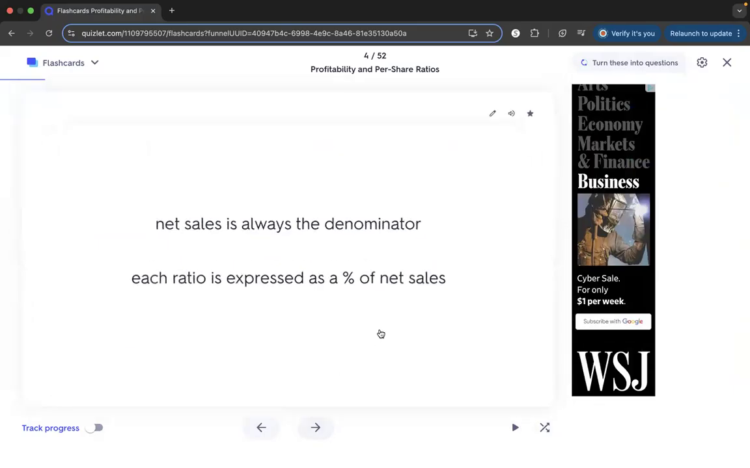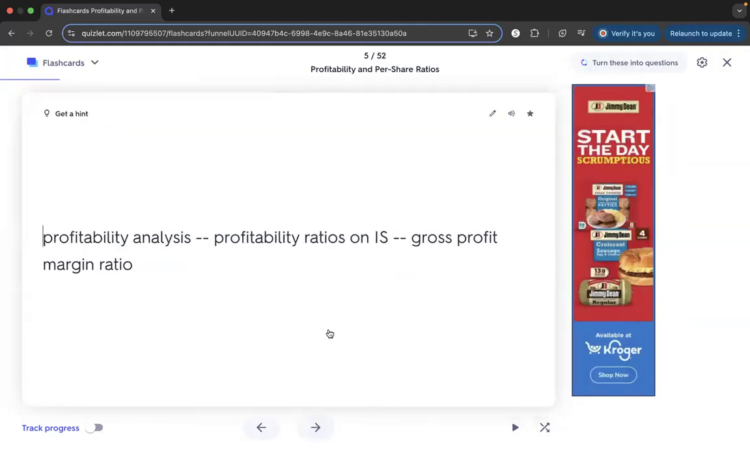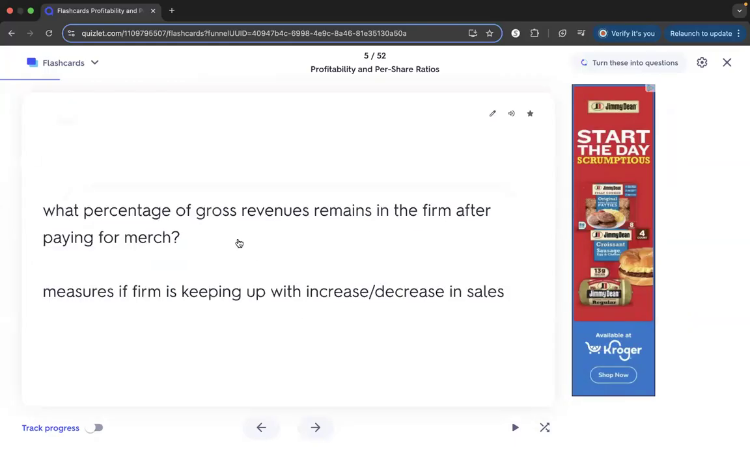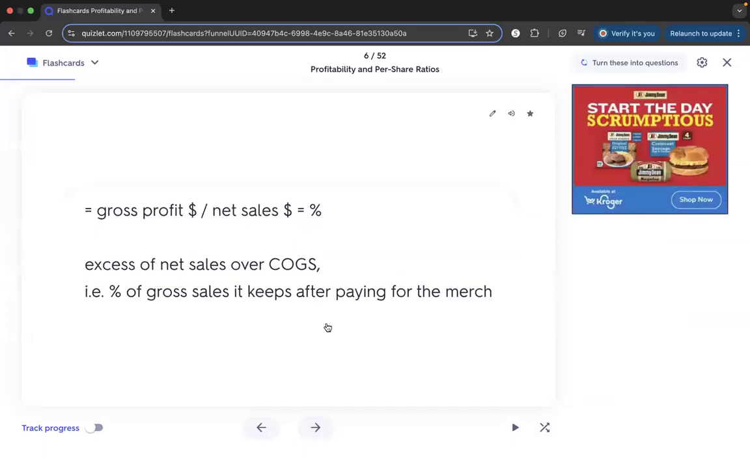Profitability on the income statement. For these ratios, net sales is always the denominator, and each ratio is expressed as a percentage of net sales. So if we're looking at the gross profit margin ratio, we're trying to figure out what percentage of gross revenues remains in the firm after paying for the inventory, the merchandise. And it measures if firms are keeping up with the increase or decrease in sales. This ratio is calculated by dividing gross profit, the dollar amount, by the dollar amount of net sales. And it gives you the percentage of gross sales that a firm keeps after paying for merchandise.